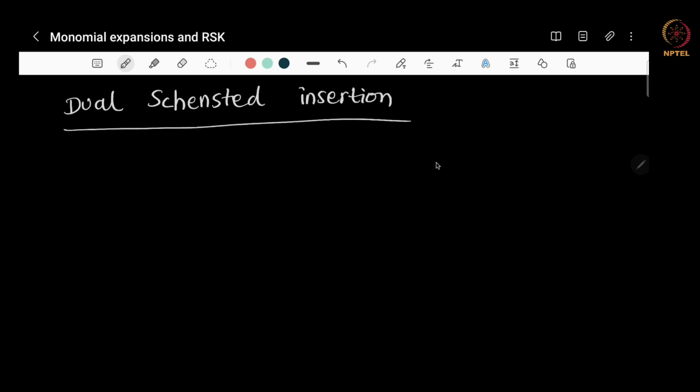I want to begin by making a few more remarks about the RSK algorithm that you have seen already in a previous video. The form of the RSK that you have seen there is via Schensted's insertion algorithm. Now here's an important variant of this, which is called the dual Schensted insertion. Think of it as a slight variation of the previous insertion algorithm.